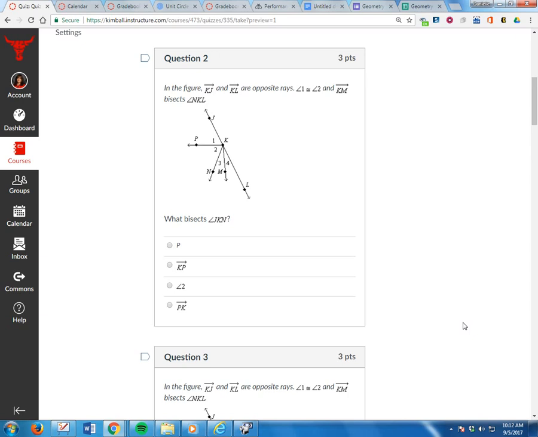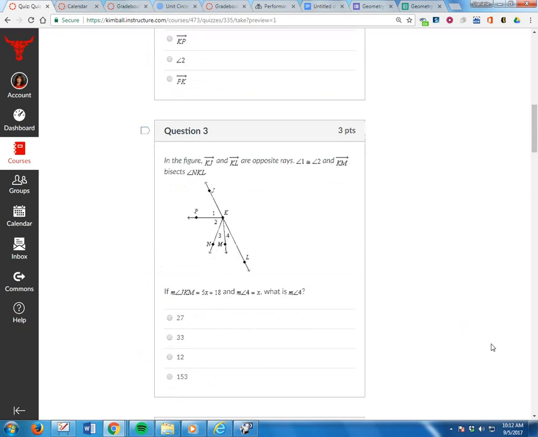And then KM bisects NKL. So what does that tell you about angle 3 and angle 4? They're equal. Okay. So what bisects JKN? Well, if angle 1 and angle 2 are equal, what bisects JKN? KP. Yep, good.